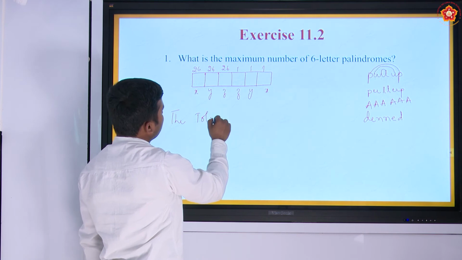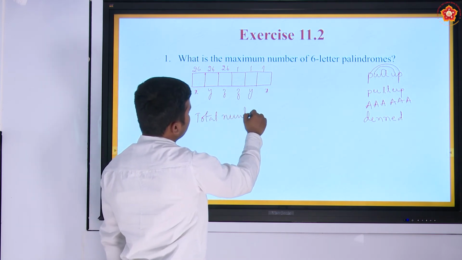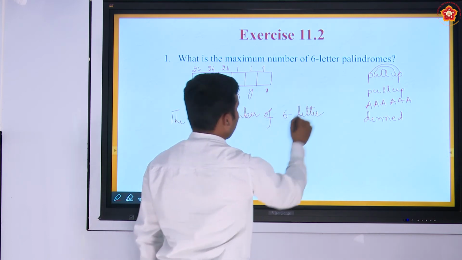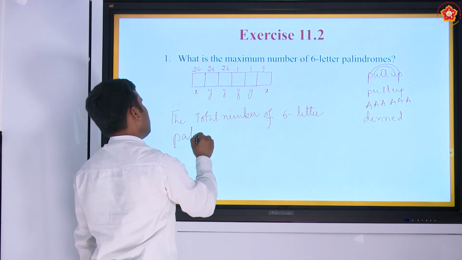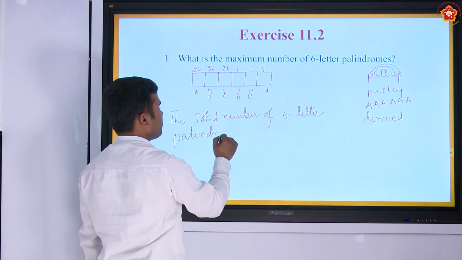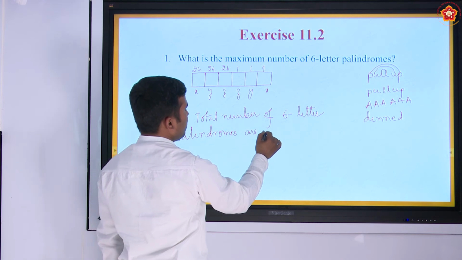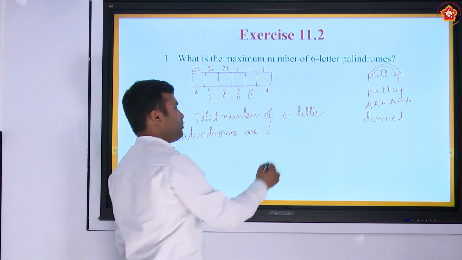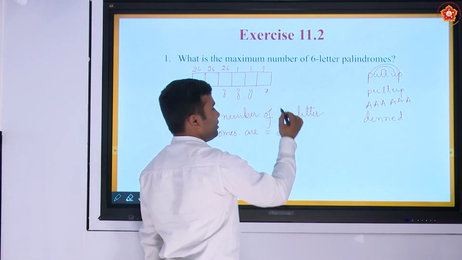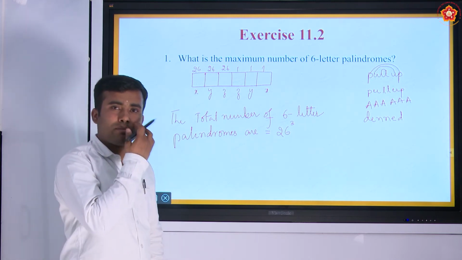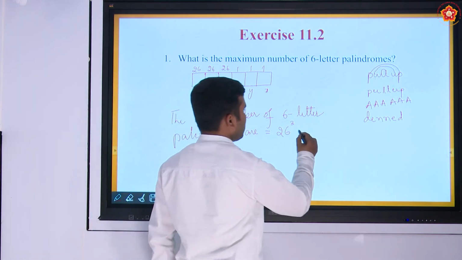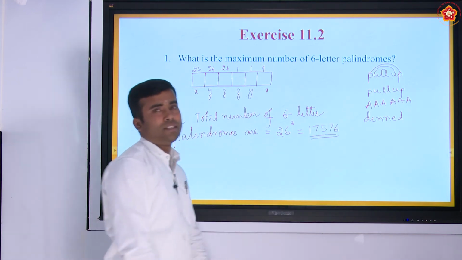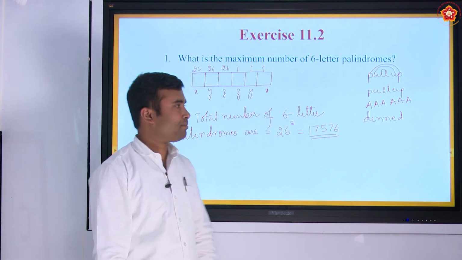So therefore the total number of six letter palindromes is 26, 26, 26, 1 into 1 into 1. So there will be 26 power 3 six letter palindromes possible. So what is the number? 17576. See, this many 6 letter palindromes are possible.